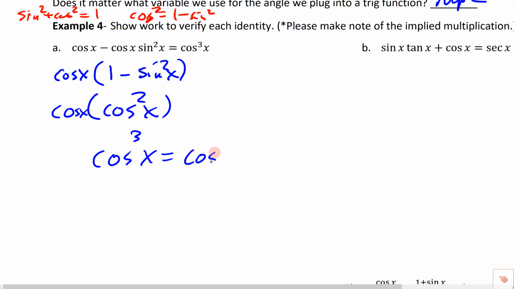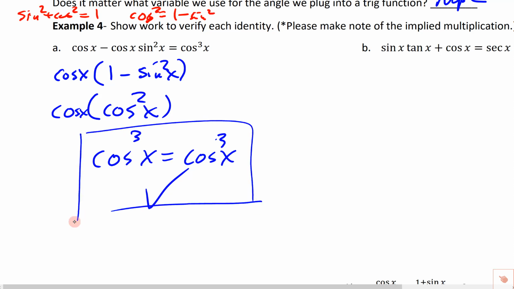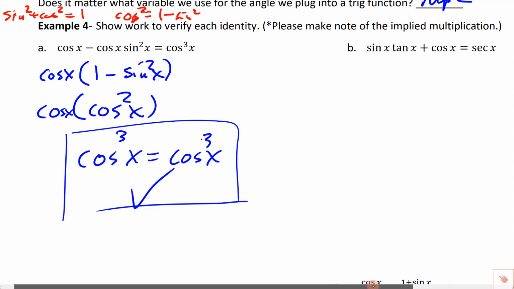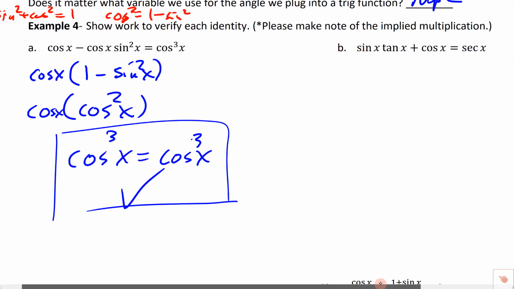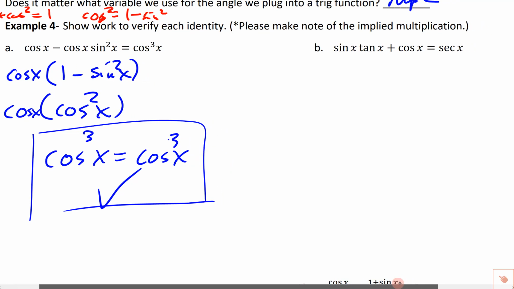And does it equal the other side? Yes, it does. Good? Okay. Is there a lot of work here? Yeah. Is there a lot of thinking? Yes. And a lot of algebra.